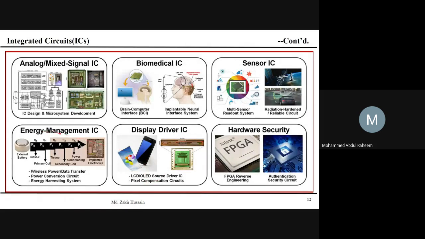You see them here, energy management ICs. This new generation will all the time be talking about how long the durability of the battery is, how long it lasts. The more it lasts, the better it is considered. That is possible because of these energy management ICs. There is also something called sensor ICs. Without sensor ICs, the buzzword today, possibly you might have heard, Internet of Things, is not possible at all.